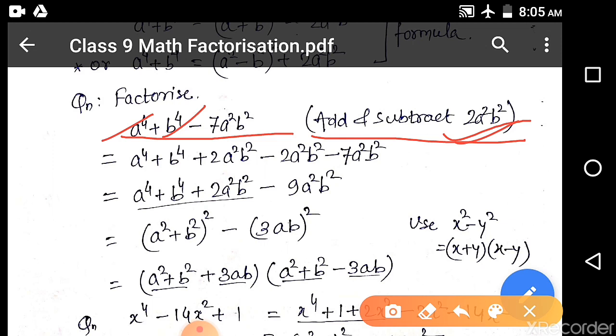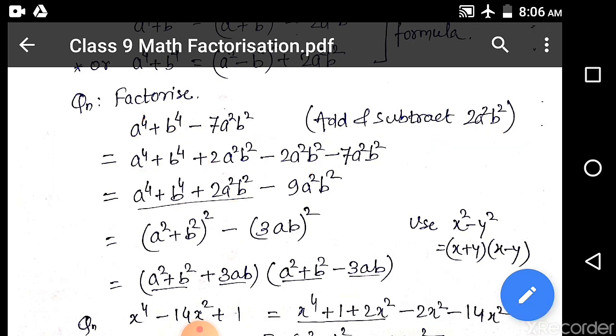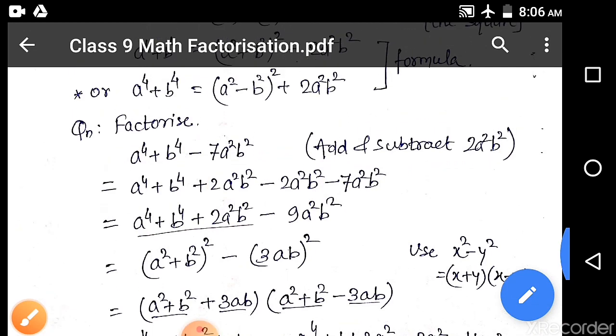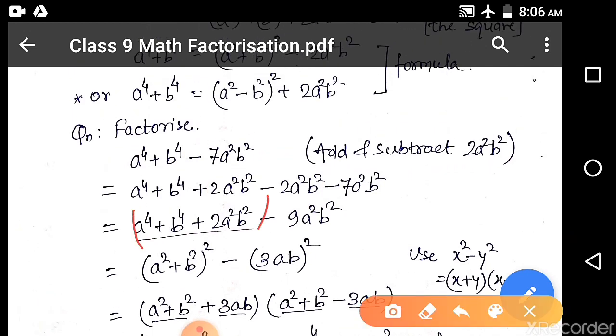See, here we have introduced plus 2a square b square, and this one is minus 2a square b square. So for those two it is 0. We just introduce this term in order to complete the square. So here we got a formula. See, this one is actually a formula. Now for this we can write a square plus b square whole square, and minus this one becomes 9a square b square, and this one is 9a square b square, 3ab whole square.